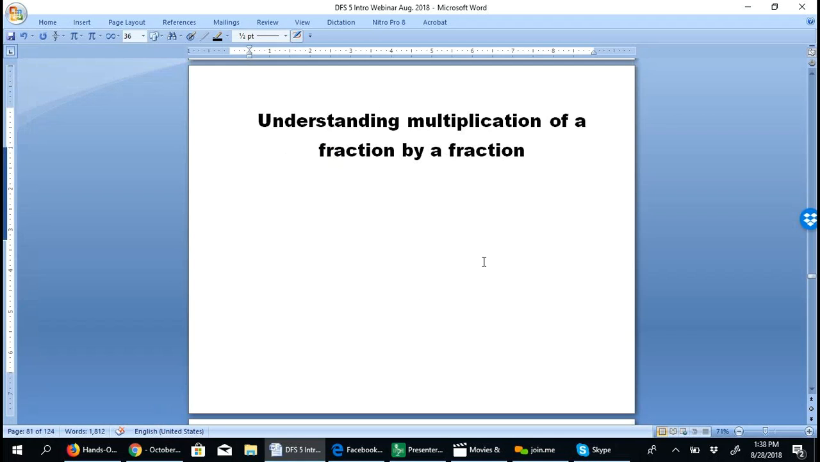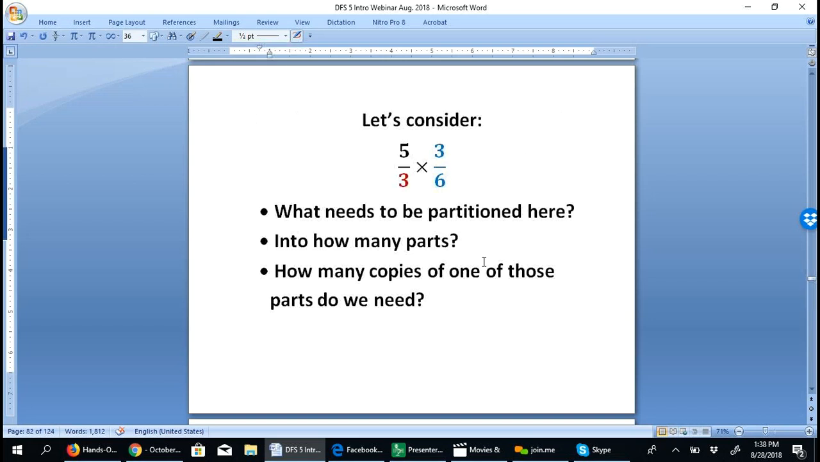So now we're ready for what we're really after. How do we multiply a fraction by a fraction? So let's look at 5/3 times 3/6. What needs to be partitioned here? What is your answer to that? Is it the 5/3 or the 3/6 which needs to be partitioned? What always needs to be partitioned is the multiplicand, right? We begin with the multiplicand, and that would be 3/6.